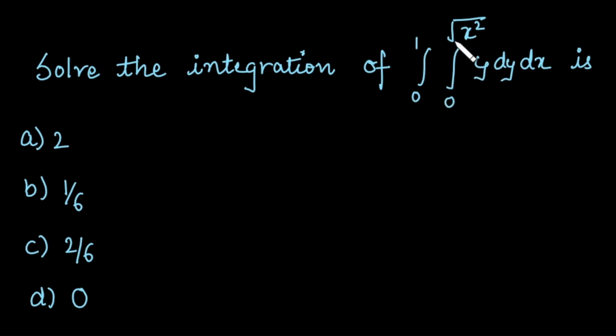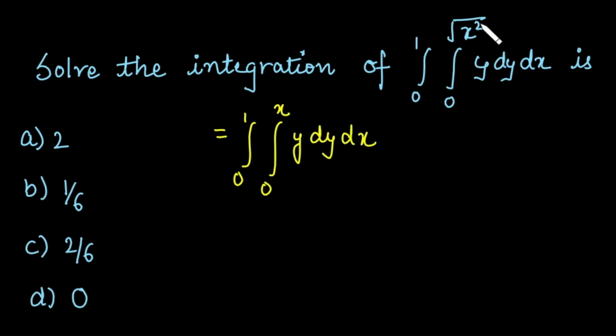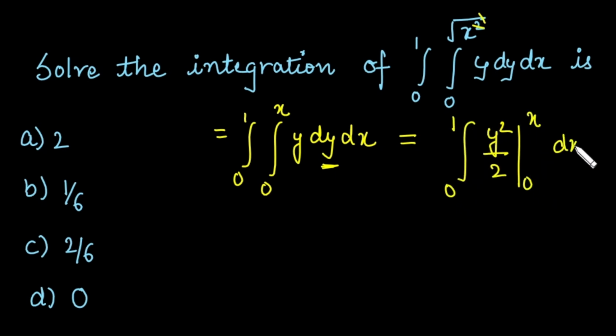This is very easy. Under root x square, so this gets converted as integral 0 to 1, 0 to x, y dy dx, because this 2 gets cancelled with this one. Now solve this integration first with respect to y. That is y square by 2 and the limit for y is 0 to x. Outer integral as it is. This is equal to upper limit minus lower limit, x square by 2. Outer integral as it is.